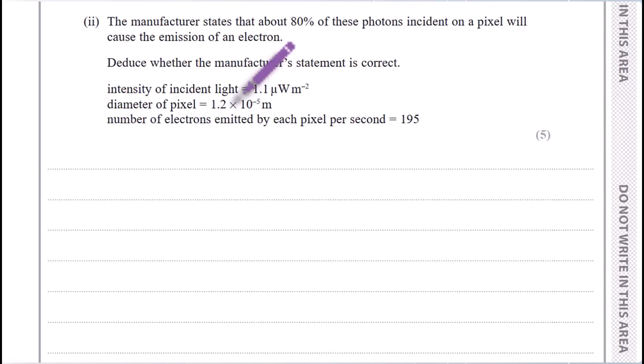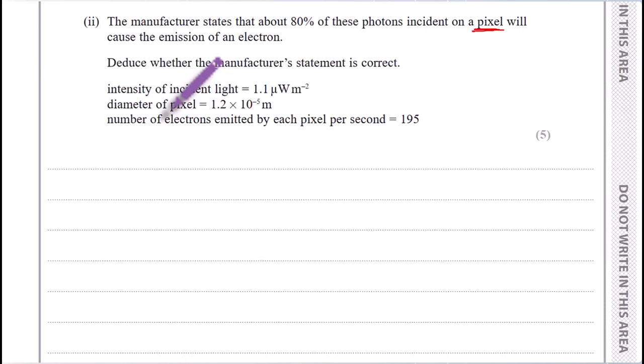The manufacturer states that about 80% of these photons incident on a pixel will cause the emission of an electron. Right. Deduce whether the manufacturer's statement is correct. And they have given you some information. Right. So when you look at the pixels, what shape did they look like to you? To me, it looked like circles. So the pixel's diameter is given.